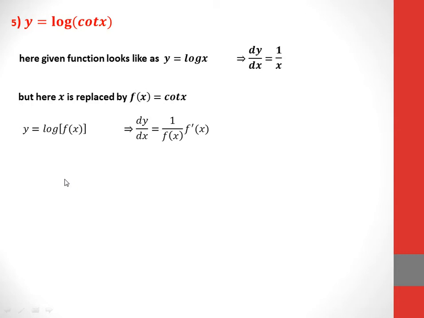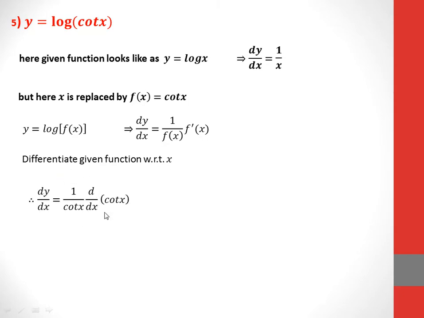Now if we differentiate the given function with respect to x, then see here, dy by dx is equal to 1 upon cot x into d by dx of cot x. Compare it with this, f of x is cot x, so that's why we get this step, 1 upon cot x into d by dx of cot x. Now the derivative of cot x is minus cosec square x, so minus cosec square x upon cot x.